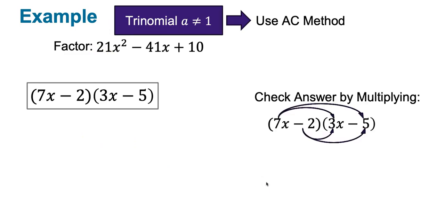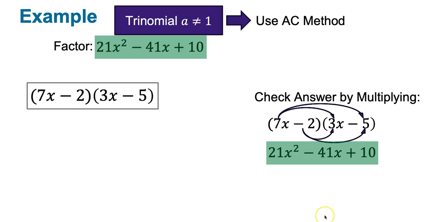However, we should always check our answer by multiplying to see if it equals the original polynomial. Multiplying produces this polynomial. Does this equal the original? Yes. Therefore, our factorization is correct.